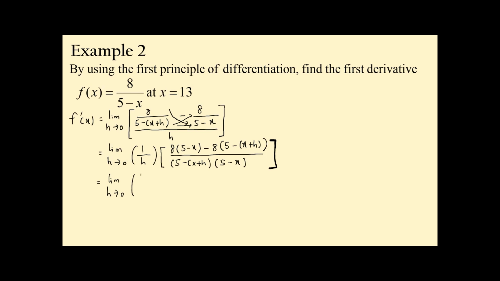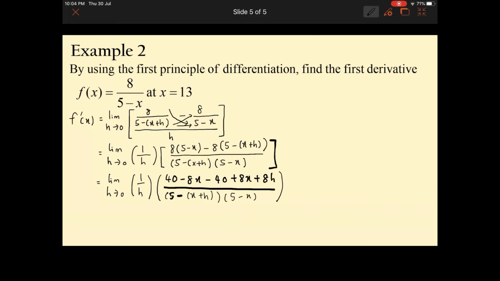Next, we will open up all the brackets to simplify this. So limit of h approaches 0 of 1 over h. And then open up your bracket, so we will get 40 minus 8x minus 40 plus 8x plus 8h divided by, for the denominator part, I just copy everything back. So 5 minus x plus h times 5 minus x.